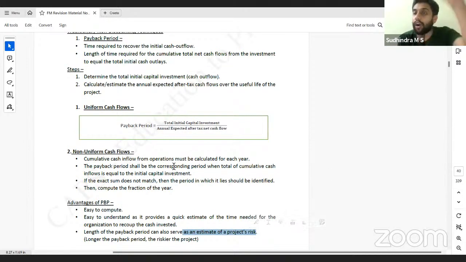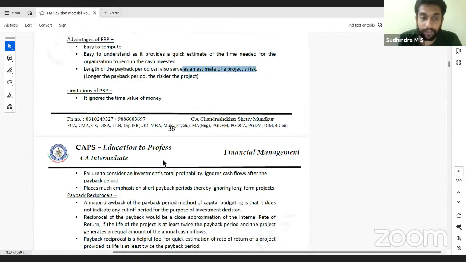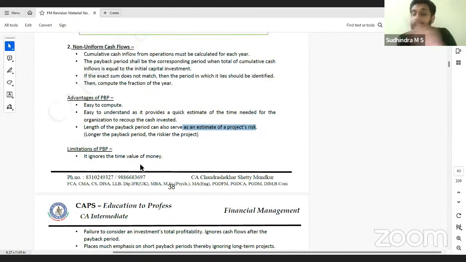Whereas limitation, in all traditional methods, first limitation that we have to write is ignore time value of money. Then it will not consider cash flows after the payback period. It will only consider the cash flow up to payback period. After that, whether the cash flows reduced or increased, doesn't bother. Right? So that's the limitation.